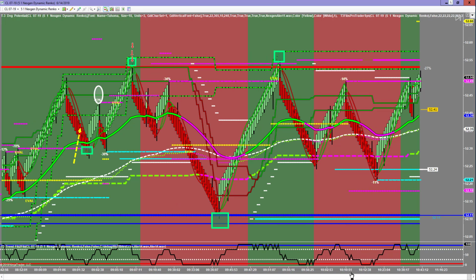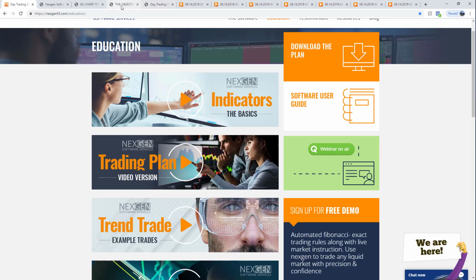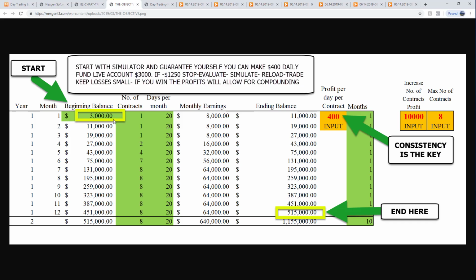Very, very important to have that in your arsenal. So important to know when to go. Important to know when to quit. Important to know when you're going to get a high probability trend trade and when you're not.